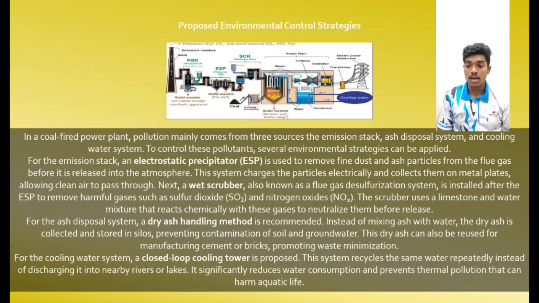For the emission stack, an electrostatic precipitator, also known as ESP, is used to remove fine dust and ash particles from the flue gas before it is released to the atmosphere. Next, a wet scrubber, also known as a flue gas desulfurization system, is installed after the ESP to remove harmful gases such as sulfur dioxide and nitrogen dioxide. The scrubber also uses a limestone and water mixture that reacts chemically with these gases to neutralize them before release.